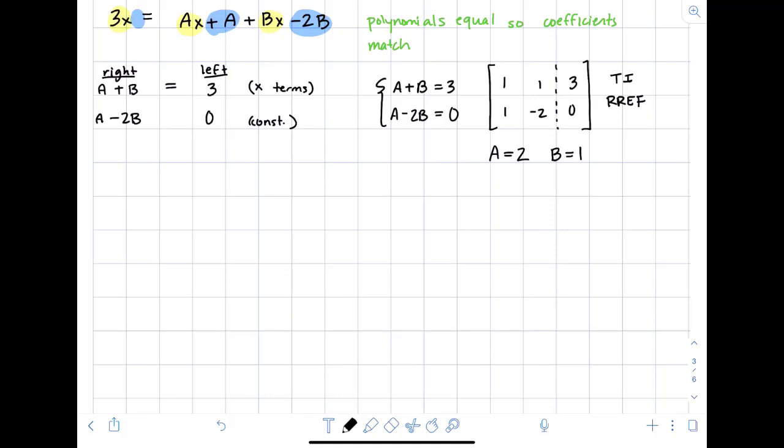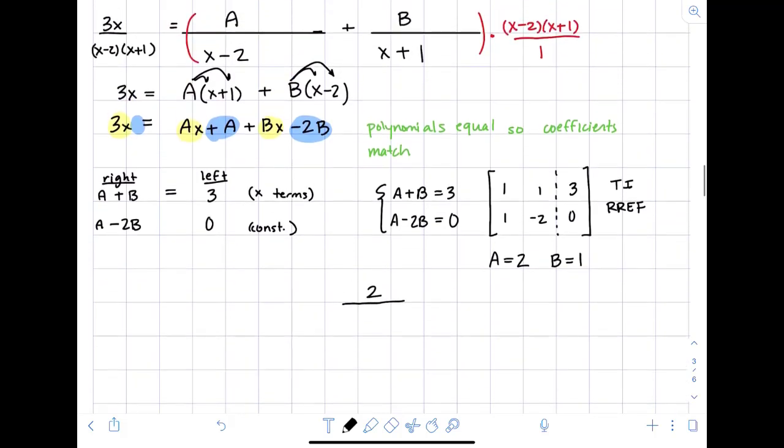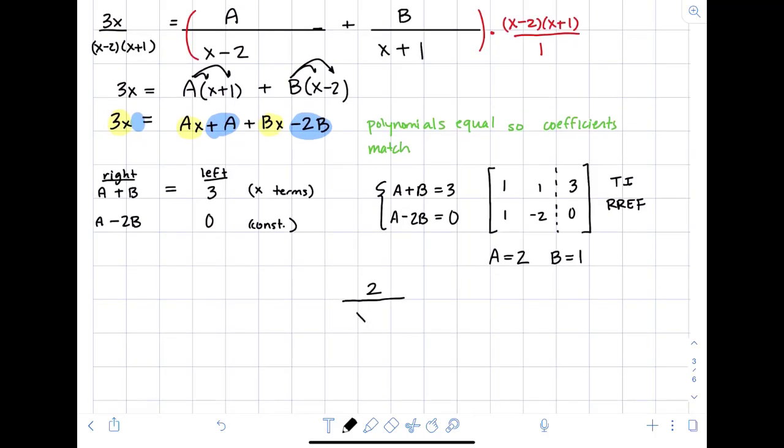So then for our final step, we're just going to make sure to write the actual answer that we were trying to find. We were trying to find the partial fraction decomposition. So the 2 is what goes over the x plus 1, and the 1 is what goes over the x minus 2. So there's our partial fraction decomposition.